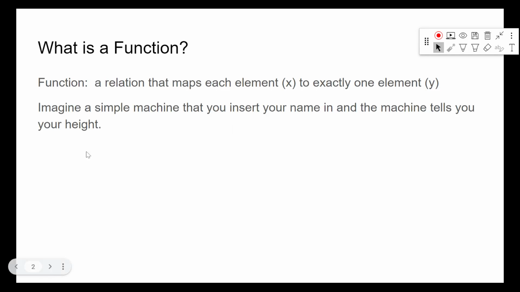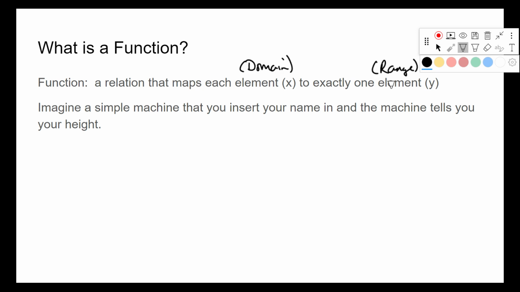So what is a function? A function is just a relation that maps each element x. Remember, your x values are your domain, and to exactly one element y, exactly one element of the range.